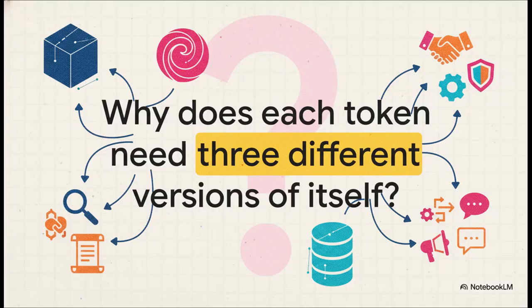So you might be thinking, hold on, three versions of itself? A query, a key, and a value? Why the complication? Why can't a token just be itself? And that is a great question. It's because each of these versions plays a very specific, very distinct role in this complex conversation.